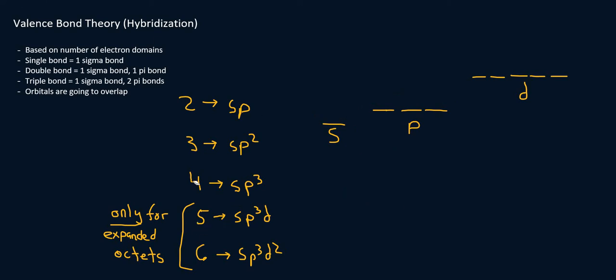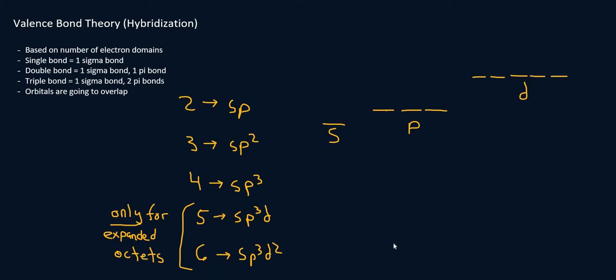So now let's talk about some special cases down here. Ultimately, down here we're only going to see 5 and 6 domains when we have expanded octets. And remember, you can only have expanded octets when you get to the third row and beyond on the periodic table. Well, why is that? You can actually explain expanded octets using hybridized methods.